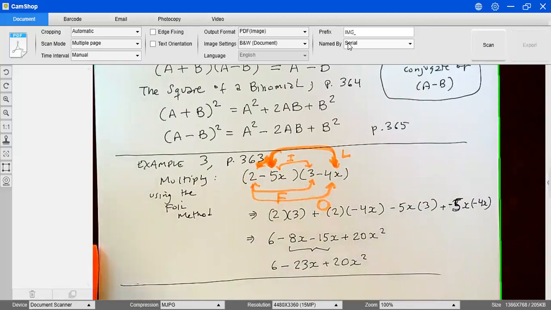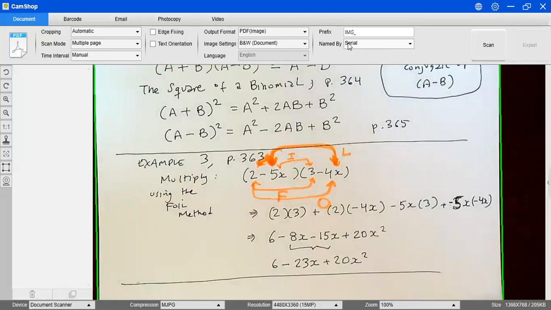The idea is that you need to memorize the word FOIL and the meaning of every letter of that word, and that is going to be the order in which you multiply the terms of the two binomials. If you don't like it, just use the general method. So we're going to go now to example 4.